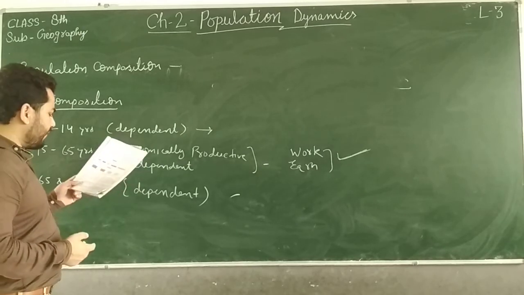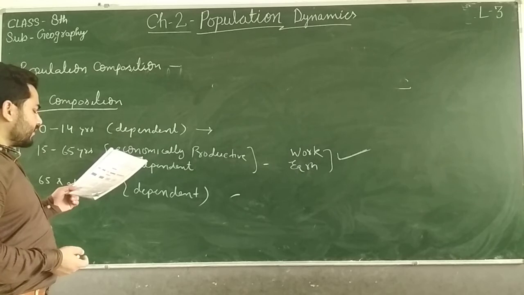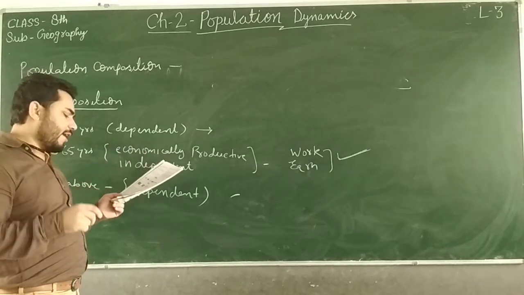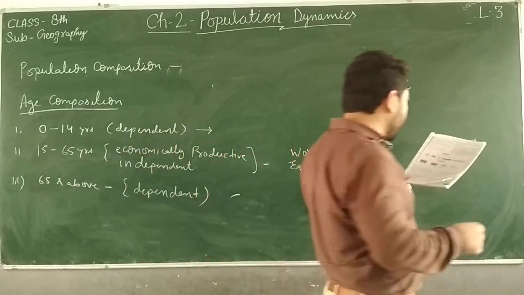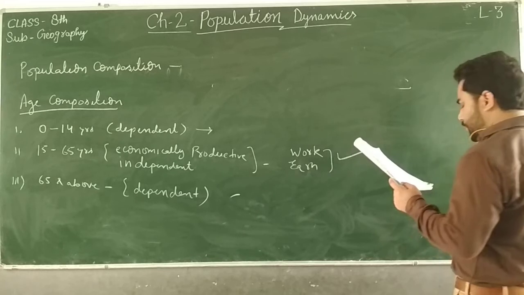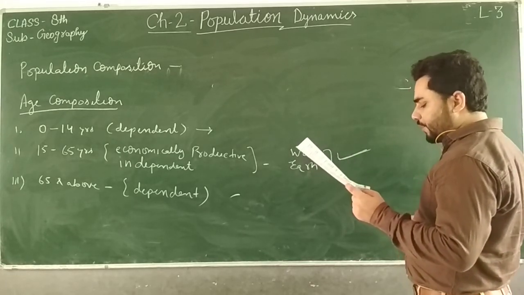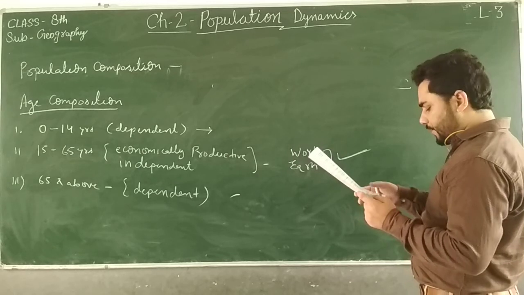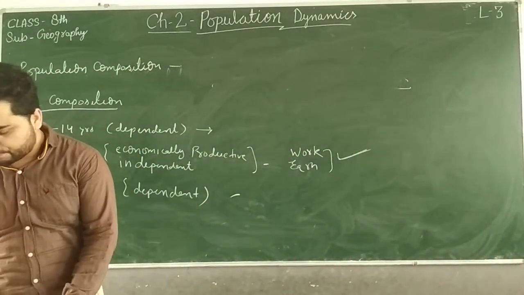Then above 65 years, these are again dependent. This section of population requires care as they have reached old age and are not able to support themselves financially. So the first and second groups need continuous care of the working population, as both these groups are dependent upon the economically productive groups. So this is what we have studied about the age composition.